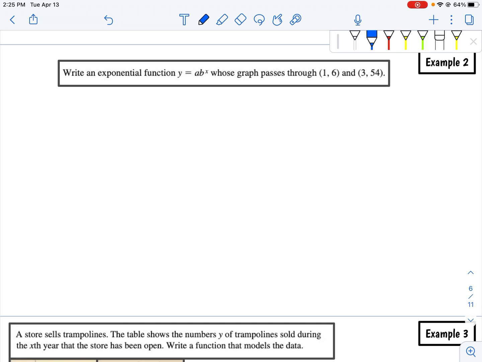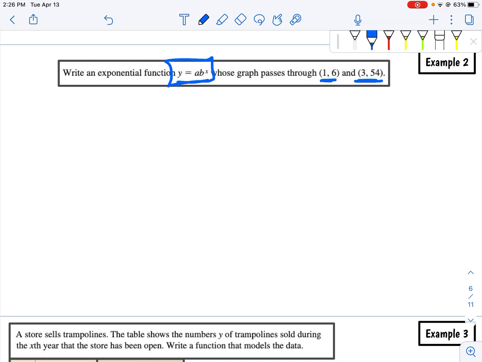Other types of questions you'll see on the homework, and this covers like 6 questions on the homework, so probably the majority of your homework deals with this right here. Write an exponential function, y equals ab to the x, whose graph passes through (1, 6) and (3, 54). So we know that this is the form that our equation has to be in. We know these 2 points both have to be on that exponential function.